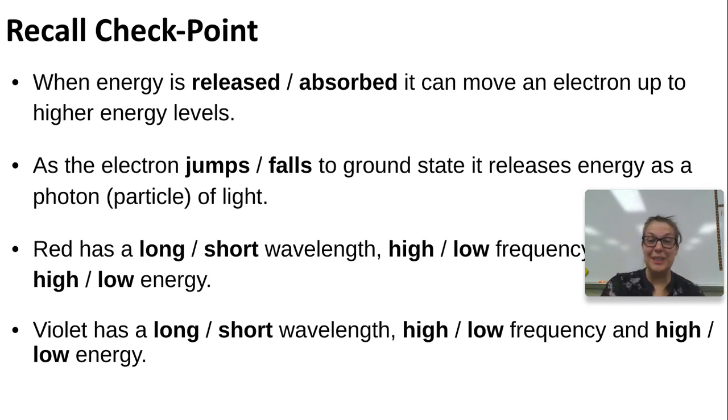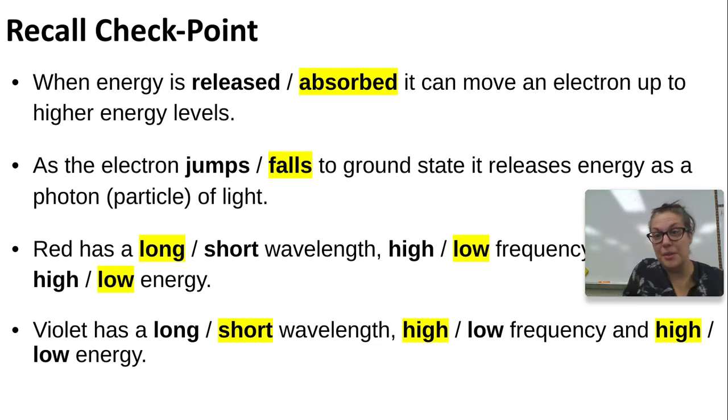Okay, let's go over it. So when energy is absorbed, it can move an electron up to higher energy levels. You got to take it in order to jump up. As an electron falls to ground state, the lower energy levels, it's going to release energy in the form of a photon or a particle of light.